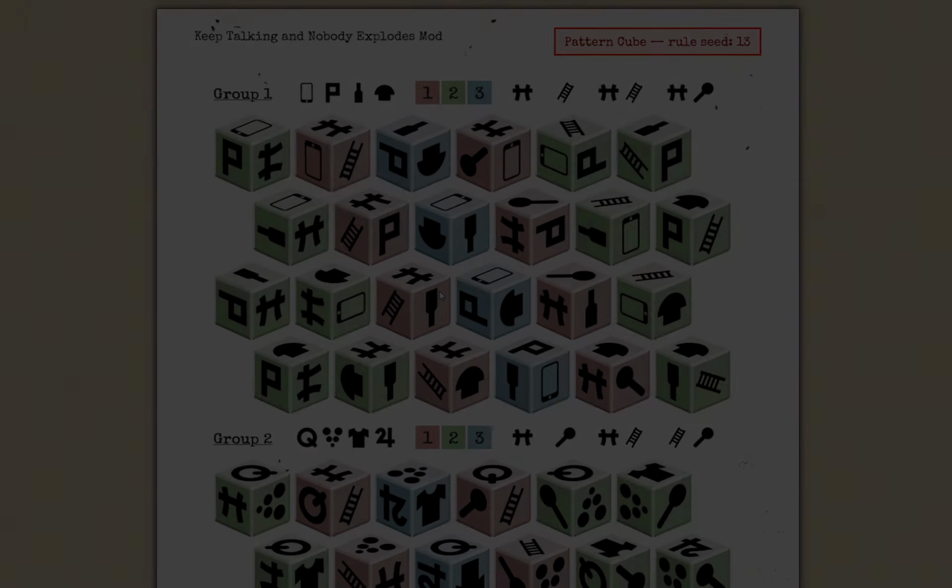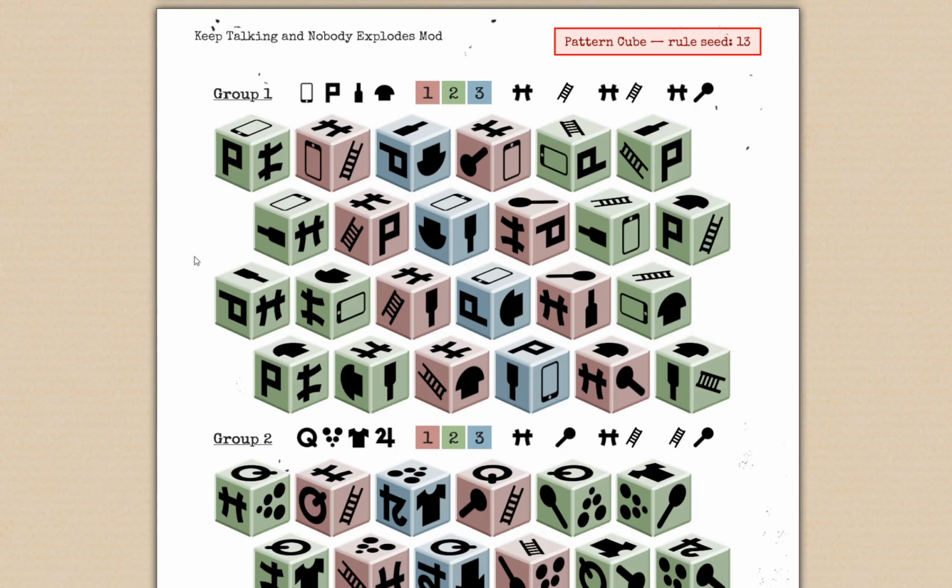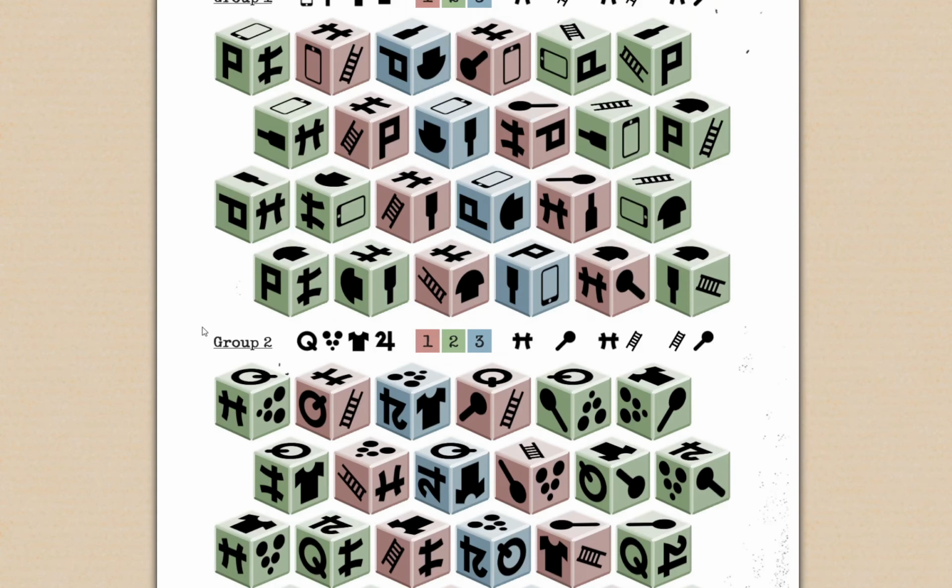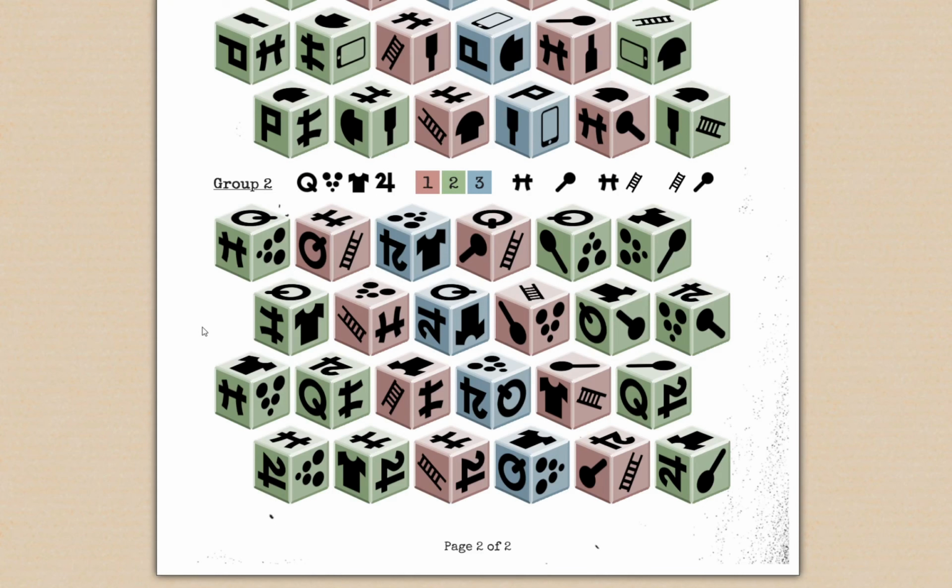Now, just to show you that this works, in any rule set, here is a different rule set of the same manual. And I'm going to scroll down to group 2 just to prove to you that it works in both groups. Let's say we have a single symbol on the left and a pair of symbols on the right. We're looking for, this is the first one, so it's in the first row, and it's the left of the two groups, so it's actually the one on the left. So this is the correct cube.